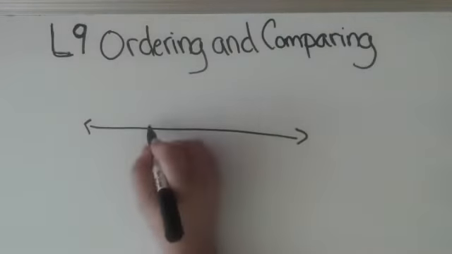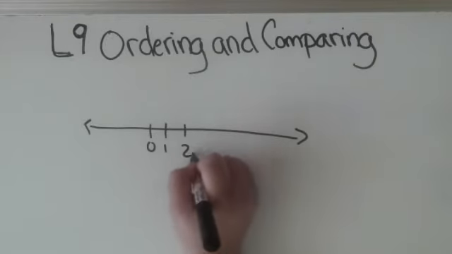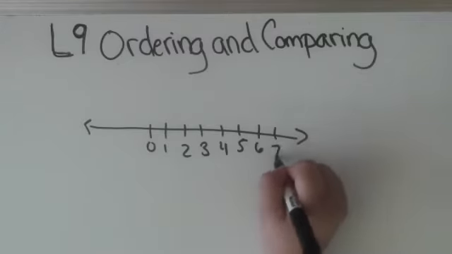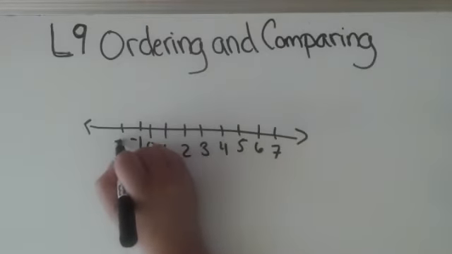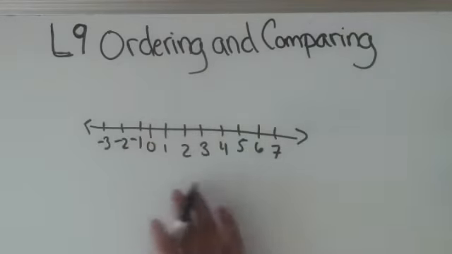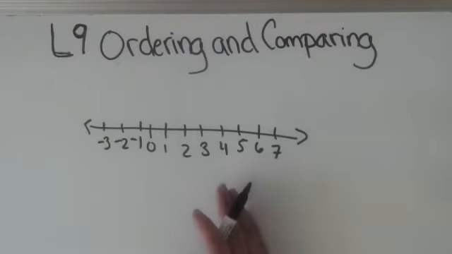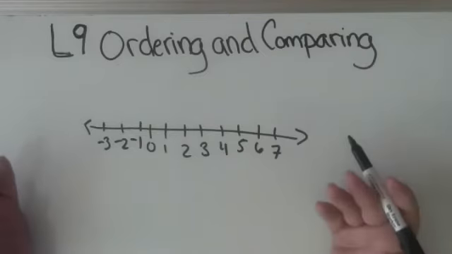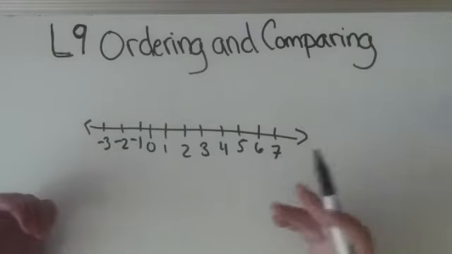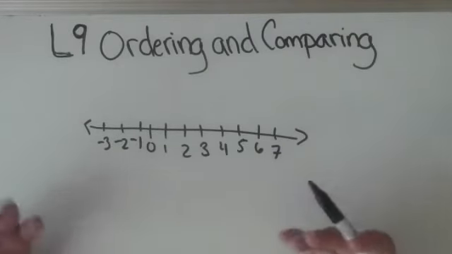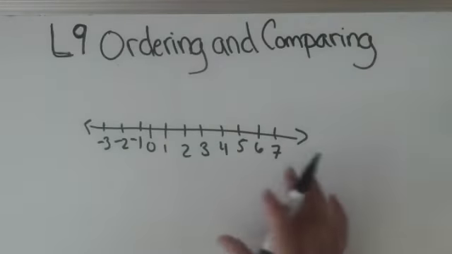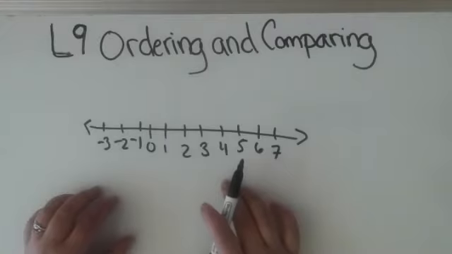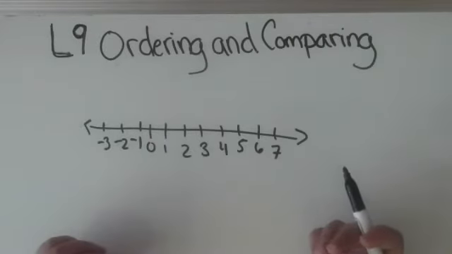So we might only put 0, 1, 2, 3, 4, 5, 6, 7, and then -1, -2, -3. We might only show those numbers, but the arrows tell us it continues on in either direction, and we logically know that. The numbers don't just stop at 7, it goes way past that. It doesn't just stop at -3, it goes way past that, okay? So this is a number line. And what we're looking at is ordering and comparing numbers. Some of them will be on number lines. Some of them will be using the comparing symbols.